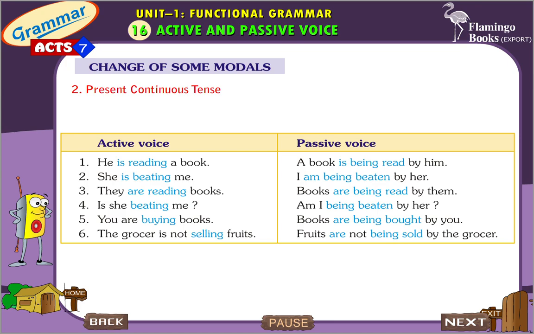Is she beating me? Am I being beaten by her? You are buying books. Books are being bought by you. The grocer is not selling fruits. Fruits are not being sold by the grocer.